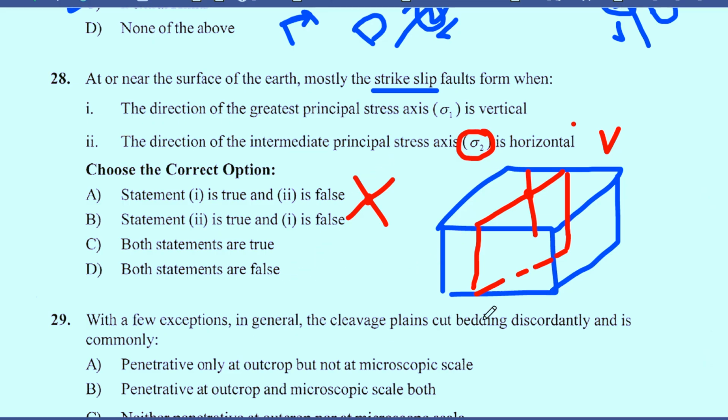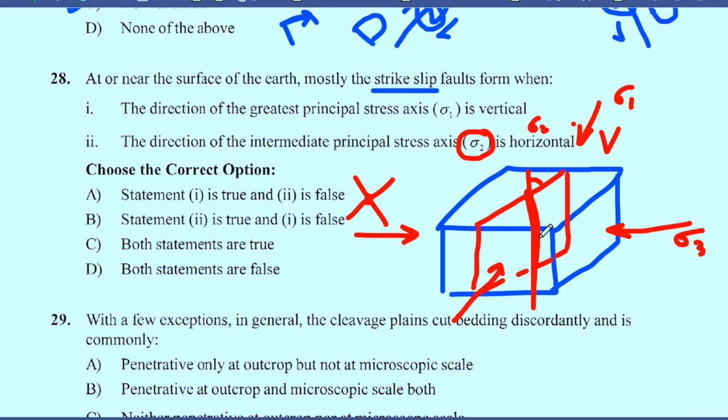There are three principal stress axes, and it will form like this. We'll construct it first. Where this acute angle forms, that direction is for sigma 1 and it is horizontal. This is sigma 3. And this vertical one that is going inside, we call it sigma 2. In this case sigma 2 is not horizontal, it is vertical in a strike slip fault.